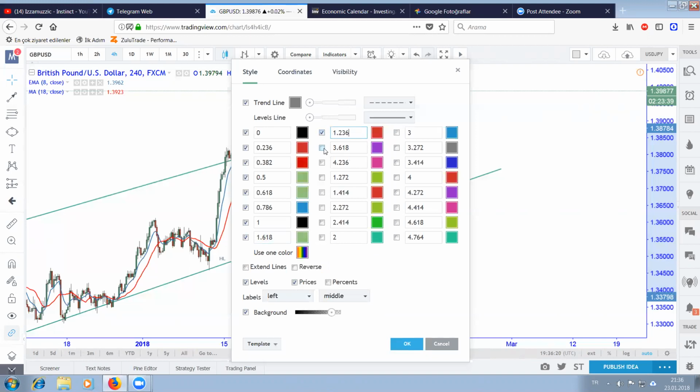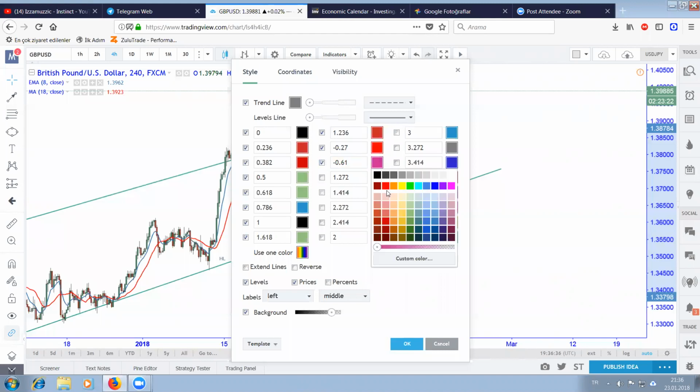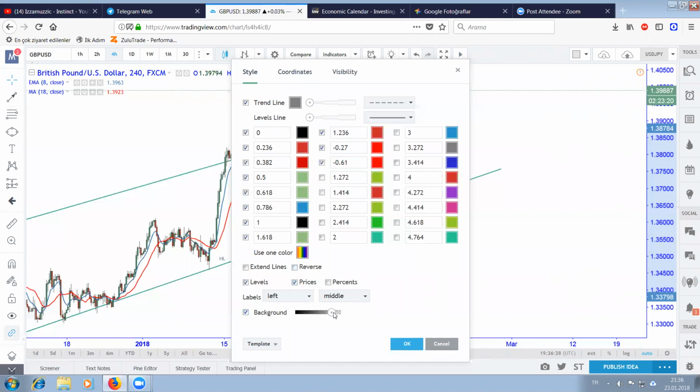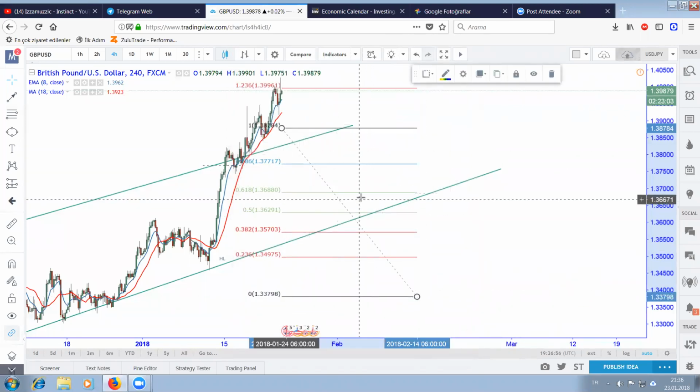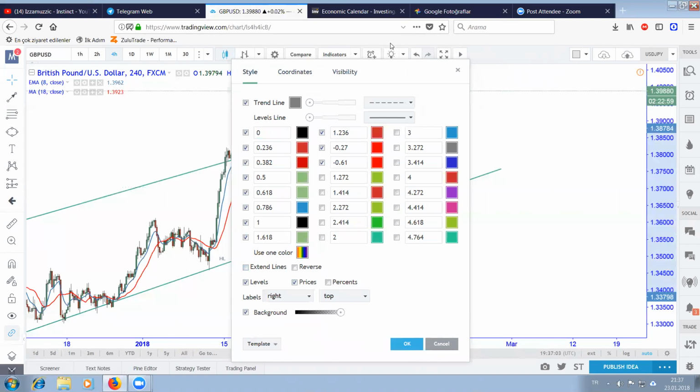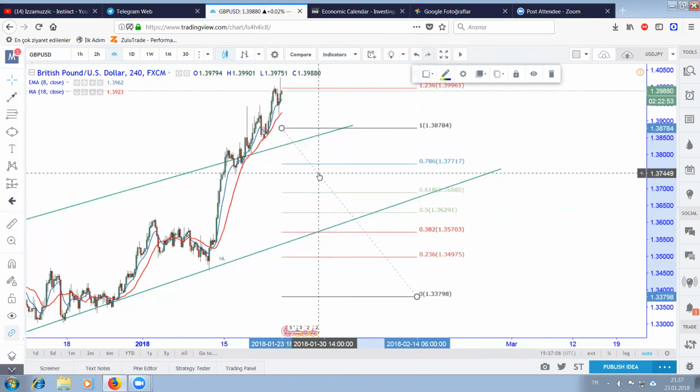1.236, so it's going to be like this. And for the minus ones, where we might use it, it's 27, and the second one, 61. These ones are also red. And I'm going to make the background fully visible. And for labels, to see it better, it will be at the top and at the left, because on the left side we can use it in a better way. We can see it better. And then we're gonna apply, and we're gonna have something like this. Sorry, it will be right one, right. Yeah. So after that, we're gonna have something like this.